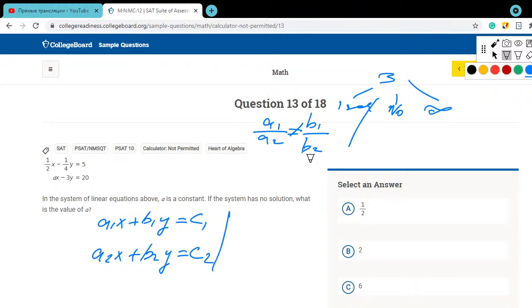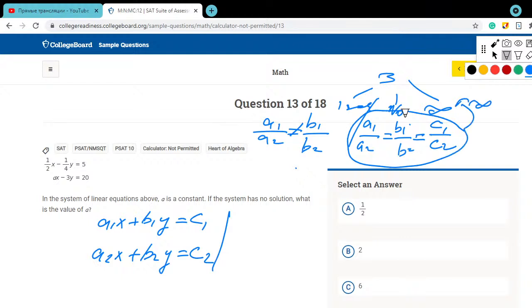There's just one solution, sorry. If no, we need to write a1 divided by a2 equals b1 divided by b2, and this one equals c1 divided by c2. This is when we have infinite number of solutions. Sorry, I said it wrong in the first time. So if this works, we have infinite number of solutions.